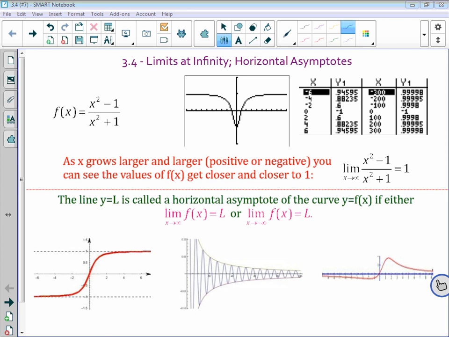Okay, so we're doing limits at infinity and horizontal asymptotes. What limits at infinity means is you're taking the limit as x approaches infinity or negative infinity. So if you look at this little graph here, if you took the limit as you went to infinity, doesn't that mean you would follow this graph to the right forever? Okay, if that happens, do you see how that graph is approaching this horizontal line here?